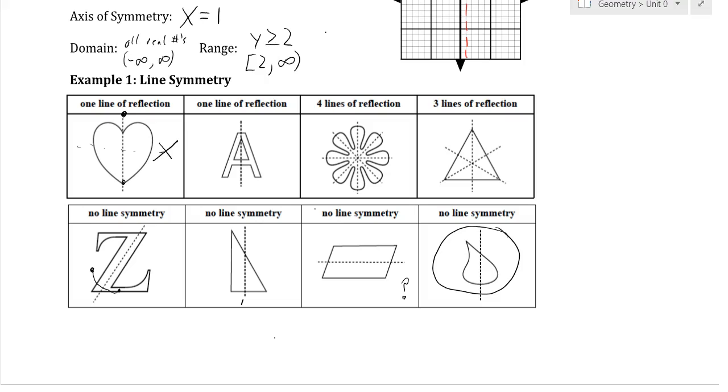So if we need to take some patty paper tomorrow and do a little exploration, and you can't actually do that, let me know. That can be one of the activities we try.